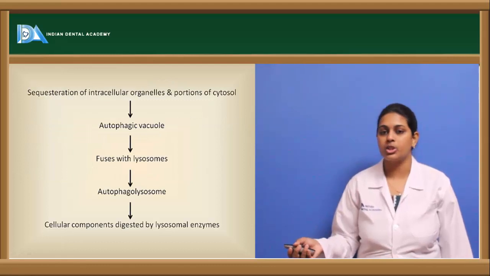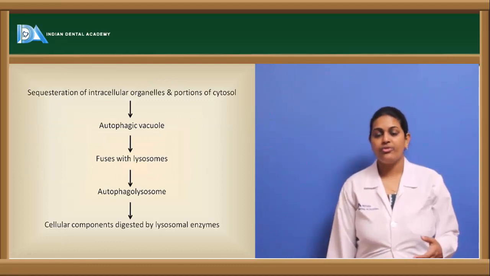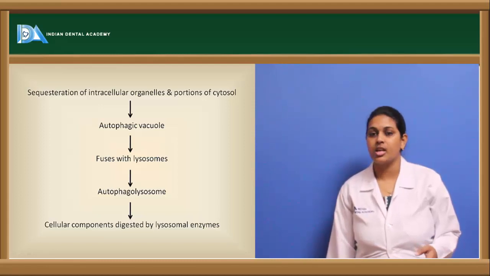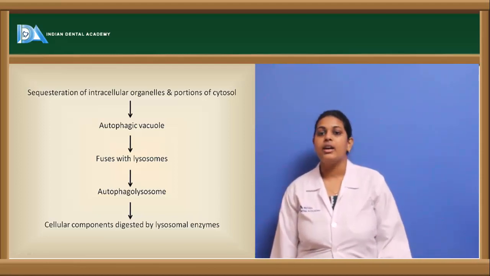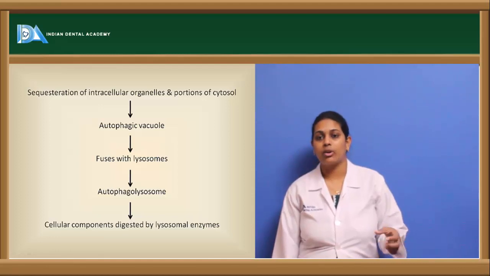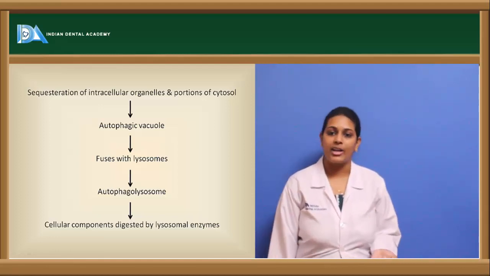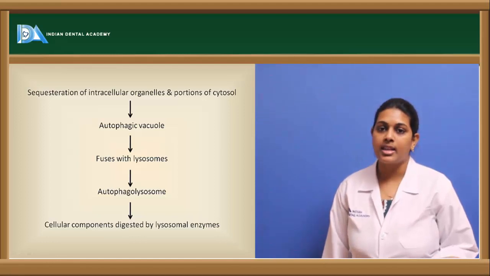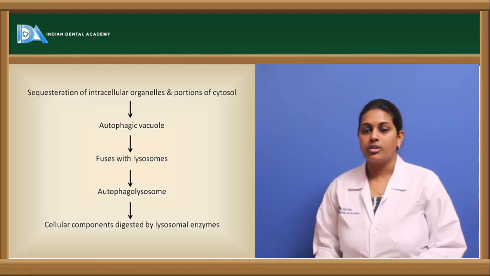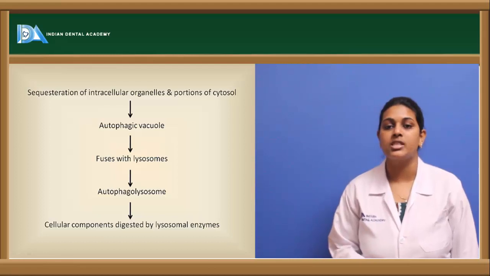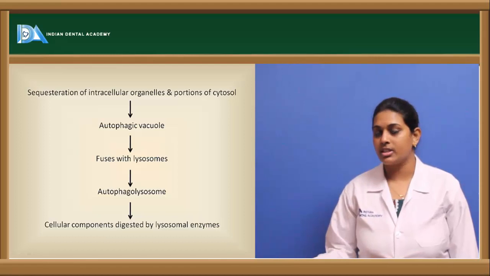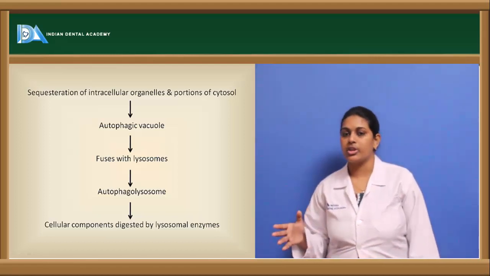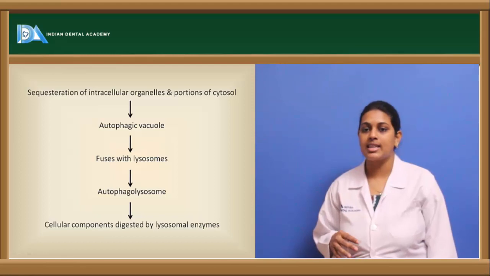So there is a process which can be seen in autophagy. Firstly, there will be sequestration of the intracellular organelles and portions of the cytosol. That is, there will be separation of these organelles which are present within the cytoplasm as well as the cytosol. The liquid, or clear, portion of the cytoplasm is known as cytosol, whereas the portion of the cytoplasm which contains numerous organelles, or an increased concentration of organelles, is known as the cortex of the cytoplasm.